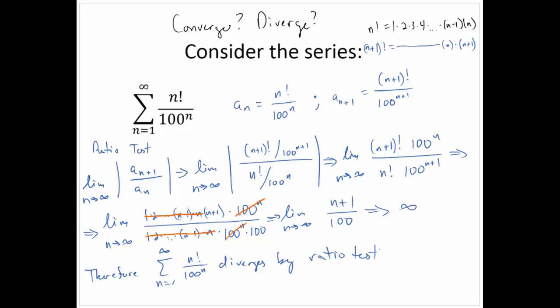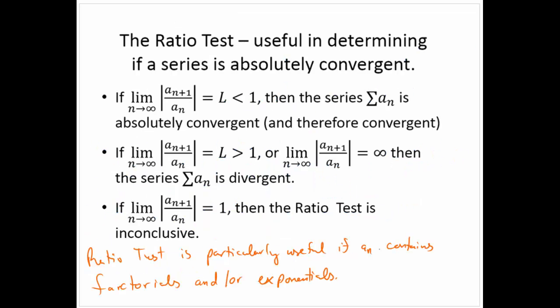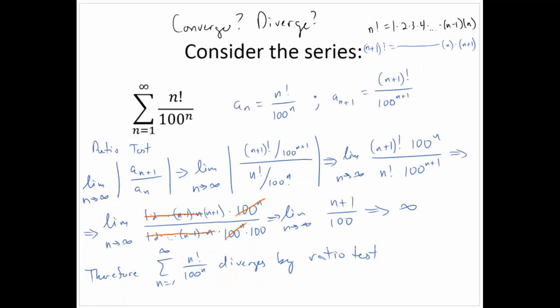Let's look back on the previous slide. All right, the second case, if the limit of absolute a sub n plus 1 over a sub n is infinite, then the series is divergent, and that's what we just got. So again, the series diverges by the ratio test.